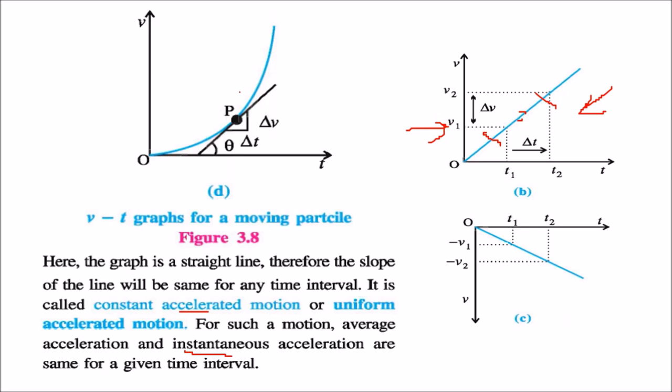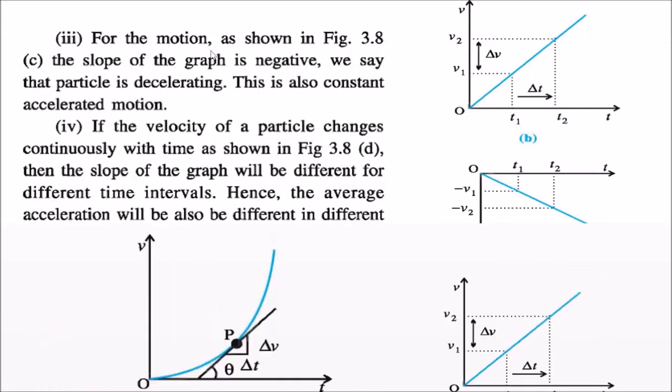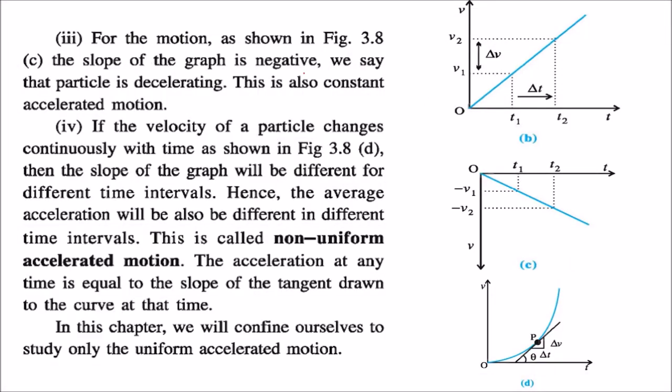In this case, the velocity of the particle changes continuously with time. So the slope of the graph will be different for any different time interval you take. Here it is different, this time interval it is different. So the average acceleration will also be different at different time intervals. In this case, we call it non-uniform accelerated motion. So the acceleration at any time is equal to the slope of the tangent drawn to the curve at that point of time. Any tangent being drawn, this angle is the slope which gives you the acceleration.